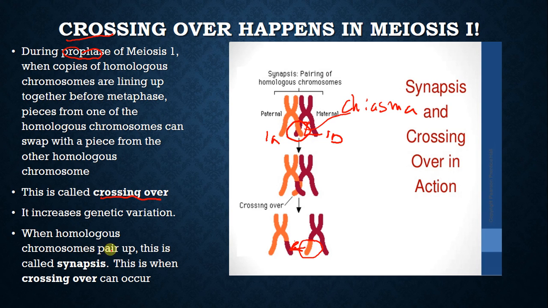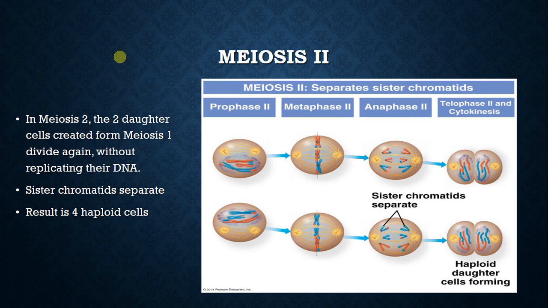When homologous chromosomes pair up, this is called synapsis. This is when the actual switching over occurs. So this chiasma forms during synapsis, and crossing over happens. This happens only in meiosis 1 during prophase. Something different from mitosis.